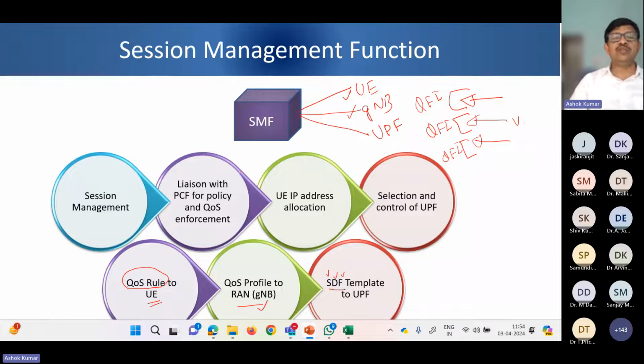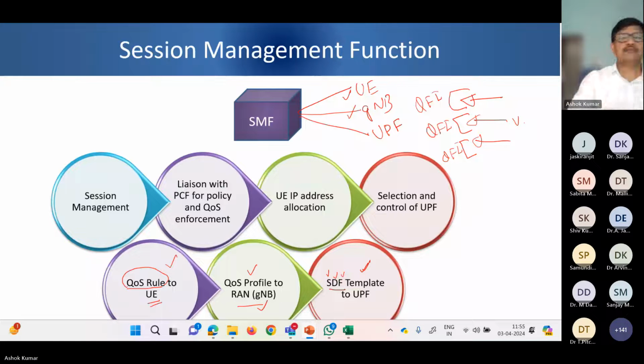So SMF's role is to provide QoS rule to user equipment, QoS profile to gNodeB, and service data flow template. We also call it a traffic template or PDR, packet data rule. So these are nothing but QoS related information being provided to user plane network functions, those network functions which are in the user plane. So any question here before I proceed further?